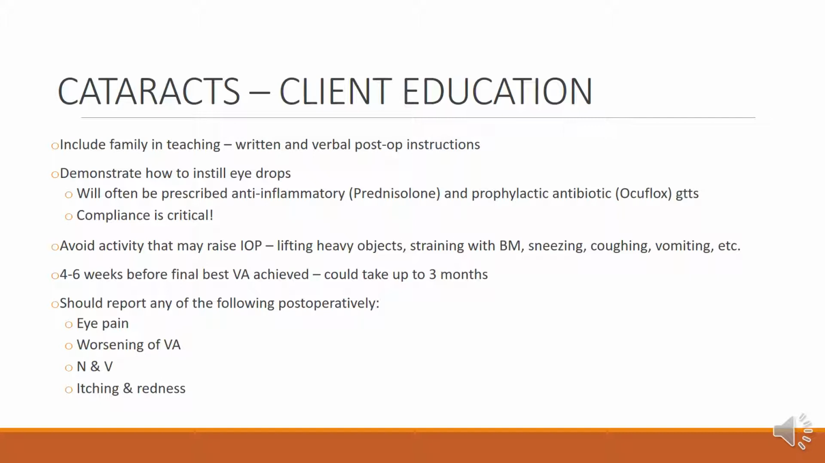You need to avoid any activity that can raise their intraocular pressure, such as lifting heavy objects, straining with bowel movements, sneezing, coughing, vomiting, etc. It usually could take 4 to 6 weeks before their best visual acuity is achieved, but could take up to 3 months. And if they have any of the following postoperatively, they need to make sure that they're reporting that, such as eye pain, worsening of vision, nausea, vomiting, or itching and redness.